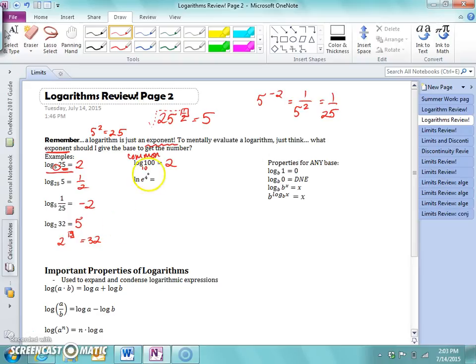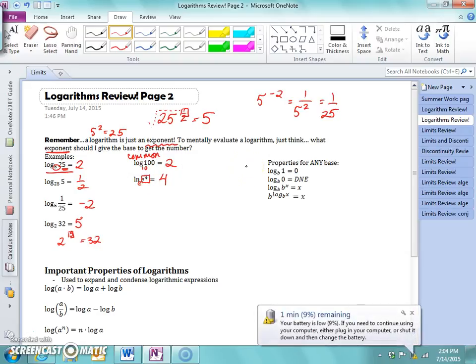And last one, I skipped this one here. Natural log of e to the 4th. This is not the base. The base is down here. I didn't even write it. So you need to think, what exponent do you give e to get e to the 4th? Well, give it an exponent of 4.